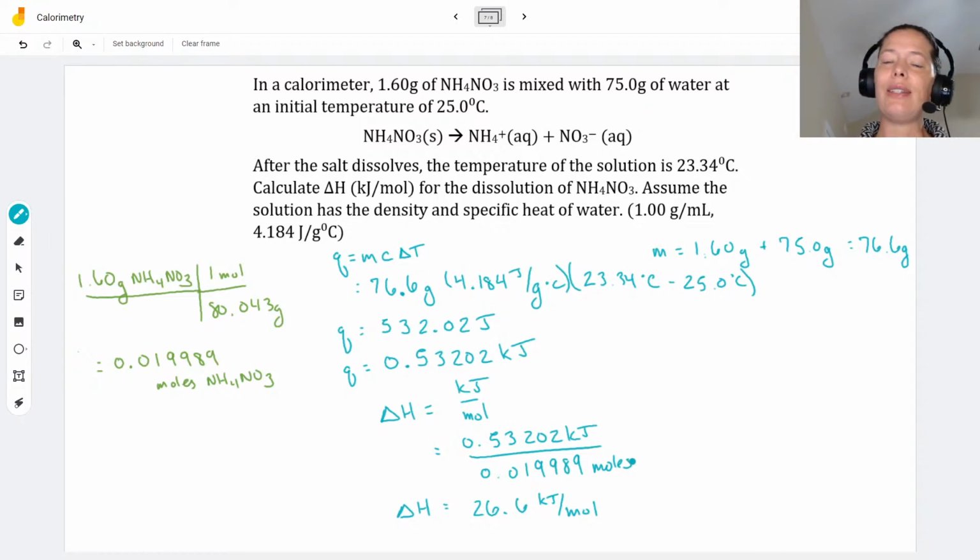And I think, okay, is this an endothermic or an exothermic reaction? And you can see that we started at 25 degrees C and we ended at 23. So this was definitely a reaction that cooled down. It is endothermic. It is absorbing heat. So I will keep this as a positive number, a positive 26.6 kilojoules per mole.